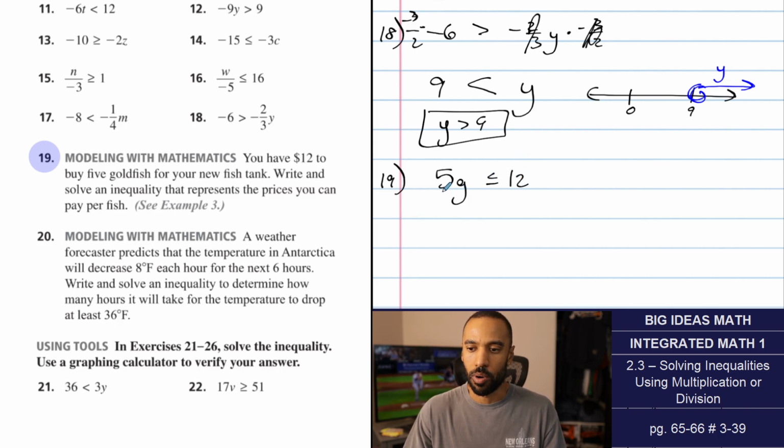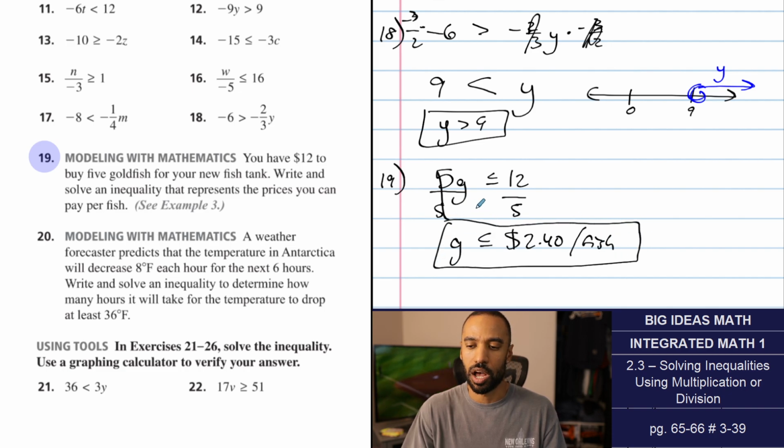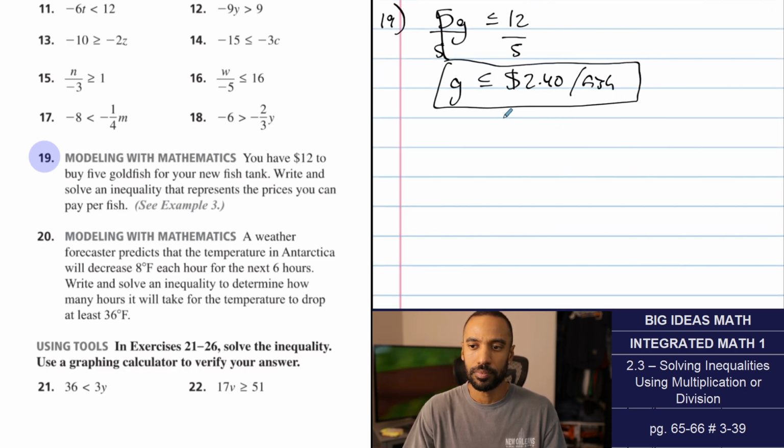Write and solve the inequality. If I divide both sides by 5 here, I'm going to get, what is that? 2.4, so $2.40 per fish. No graph, but solve is right there. Needs to be less than or equal to that. It can be $2 per fish, whatever.